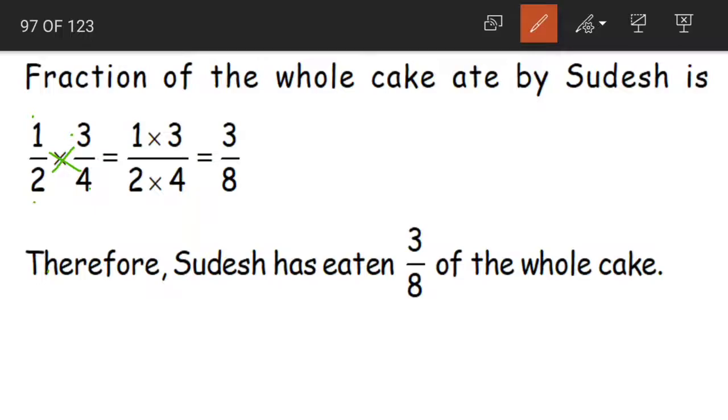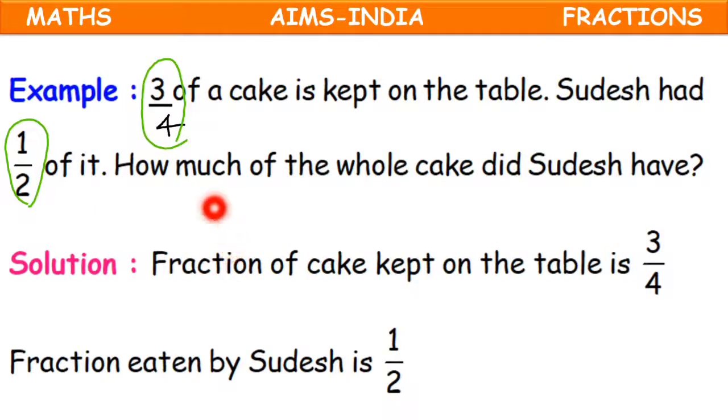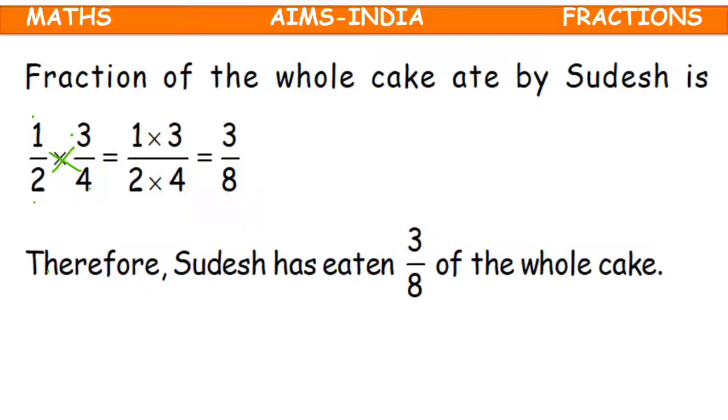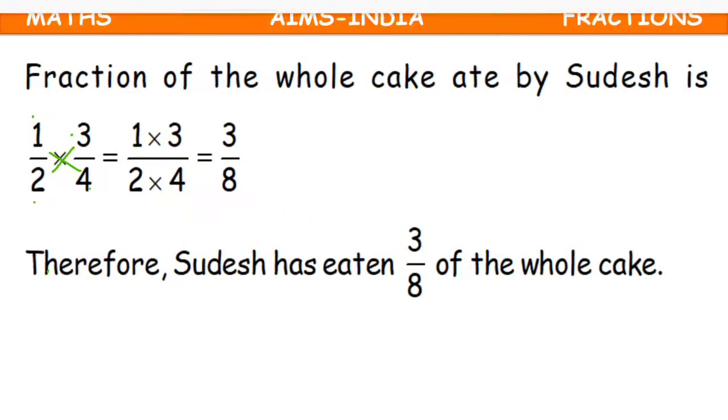When we are talking about the fraction of the cake that is kept on the table, from that Sudesh had only half. But if we talk from the whole cake point of view, from the whole cake, Sudesh had how much? Sudesh had 3 by 8.